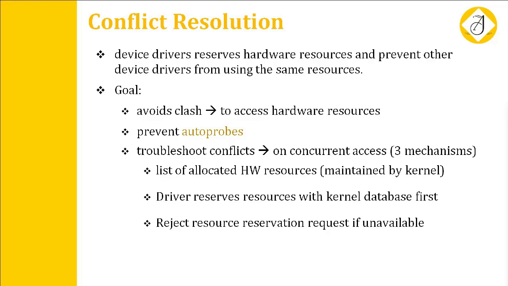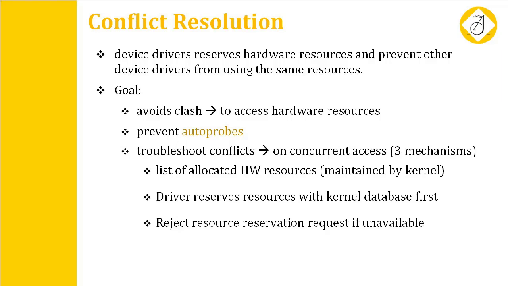When multiple drivers try to access the same hardware, these malfunctions may occur, and this is how conflict resolution resolves them. Number one, the kernel maintains a list of allocated hardware resources. Number two, the driver reserves resources with the kernel database. And number three, the reservation request is rejected if the resource is not available. The reservation request is made whenever a new driver requests access to a particular resource, and if that resource is already taken by another driver, then the current request has to be rejected.